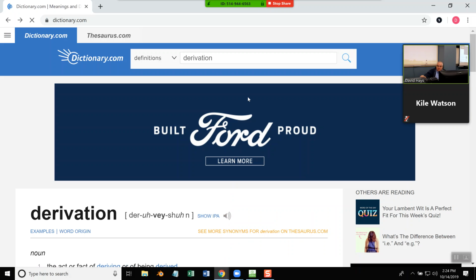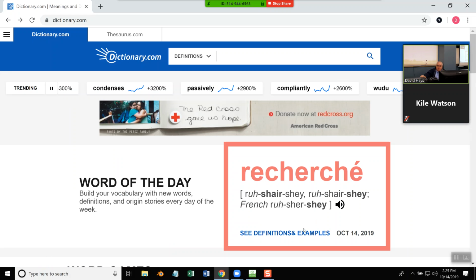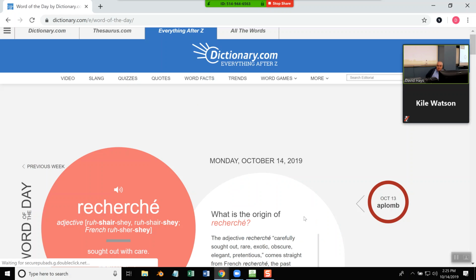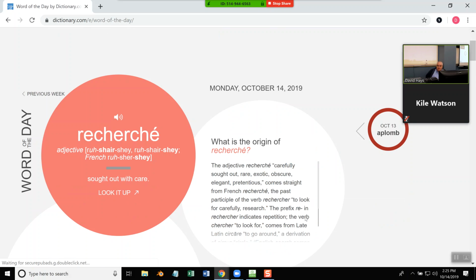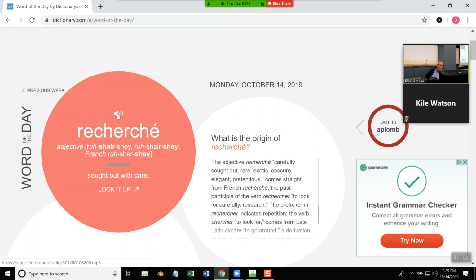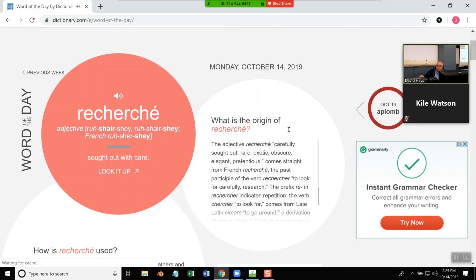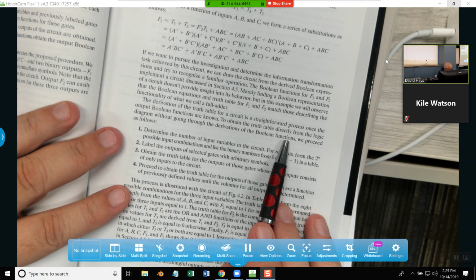Anyway, to get the truth table for a circuit is a straightforward process once the output Boolean function is known. To obtain the truth table directly from the logic diagram without going through the derivations of Boolean functions, we proceed as follows. Determine the number of input variables in the circuit. For n inputs, form the 2 to the n possible input combinations, and list the binary numbers from 0 to 2 to the n minus 1 in a table. Label the outputs of the selected gates with arbitrary symbols. Obtain the truth table for the outputs of the gates whose set of inputs consists of only inputs of the circuit. And proceed to obtain the truth table for the outputs of those gates which are a function of previously defined values, until all outputs are determined.